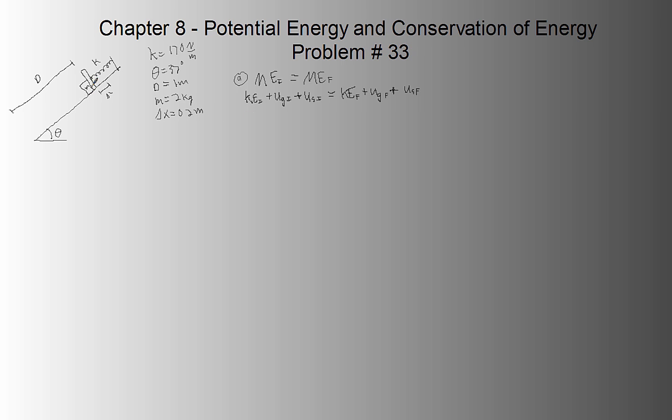Now some of these are zero. For example, when the block is initially pushed into the spring, it's at rest, so the kinetic energy is gone. And once it's reached the relaxed state of the spring, it's no longer touching the spring, so there's no more spring potential. And let's define this position for part A as the lowest it can go gravitationally, so we'll call this 0. So now this becomes mgh, where h is going to be the vertical height that it drops.